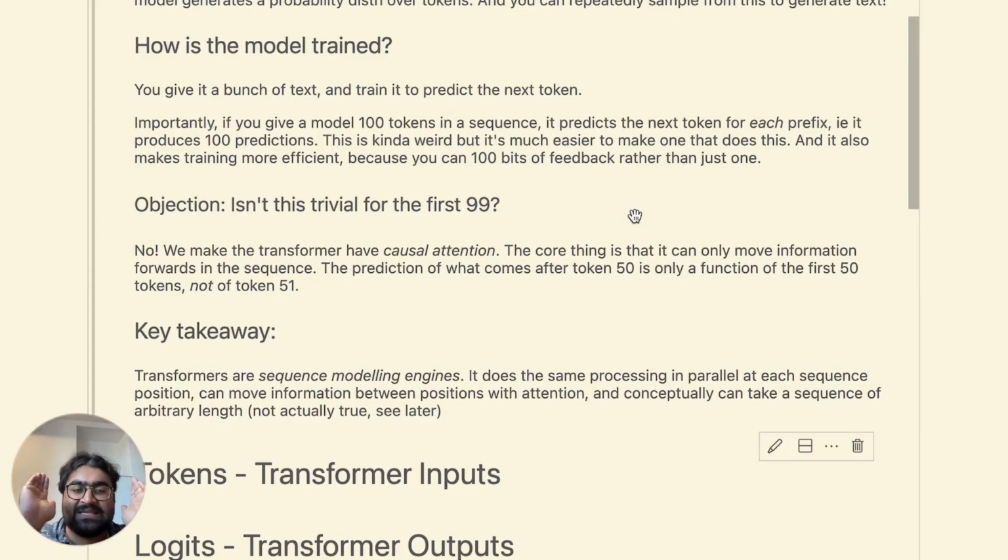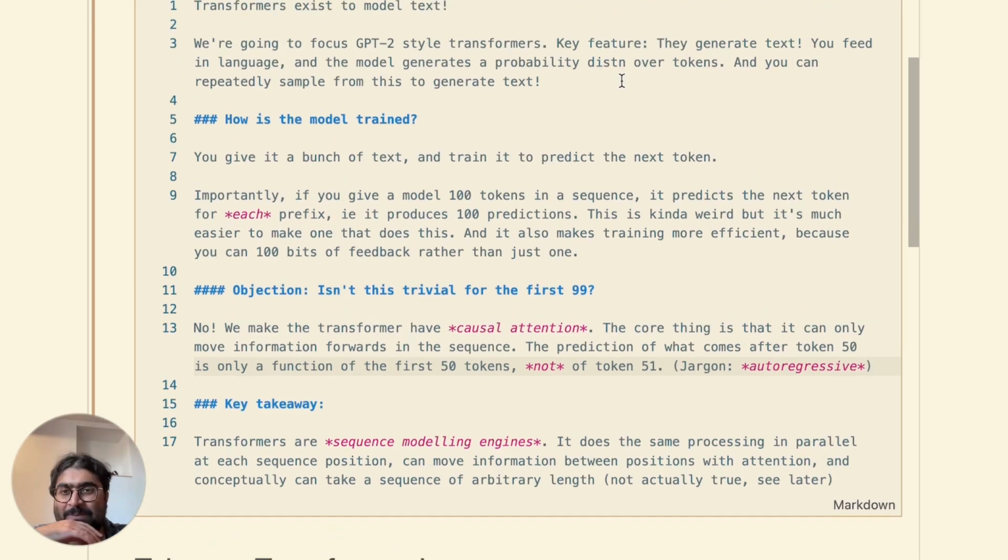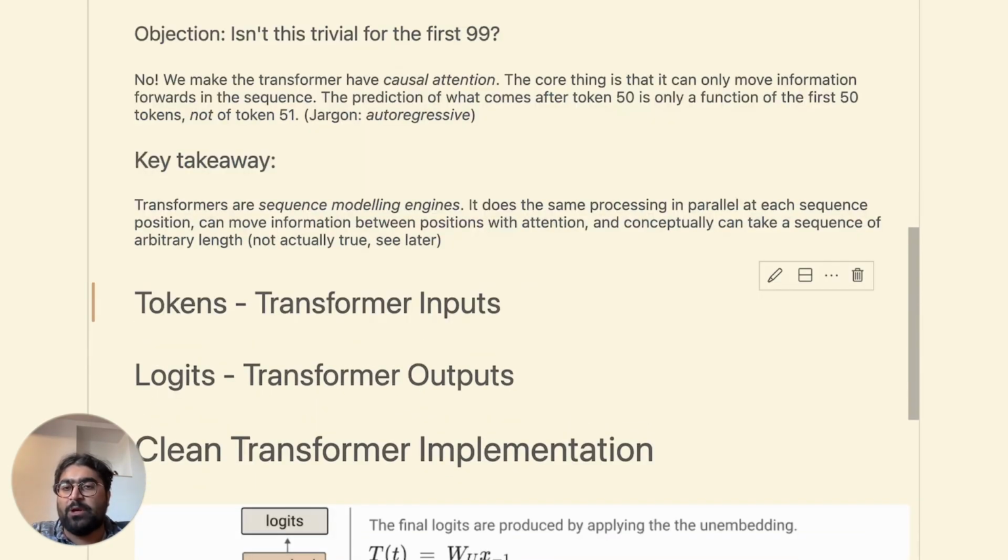It takes in text, and it predicts the next token in this auto-regressive way. Auto-regressive is jargon for causal. Things can only look backwards and go forwards. The other meaning of auto-regressive is that the transformer's output is then used as its input. You can generate text by just repeatedly having the model predict the next token, sample from that, and continue.